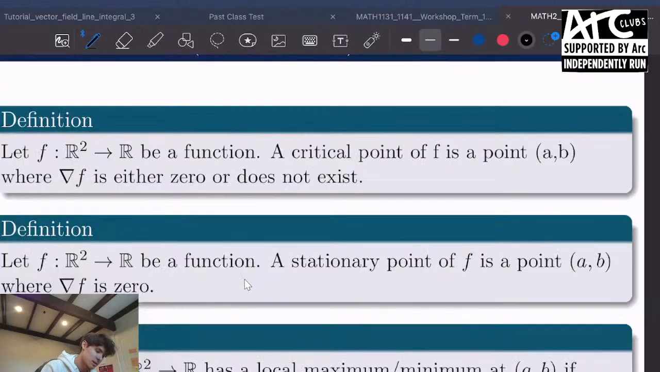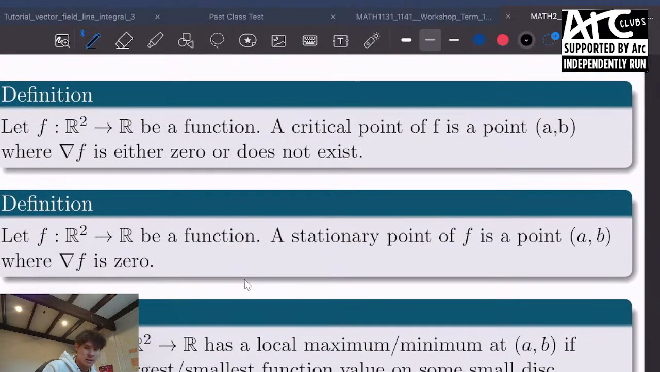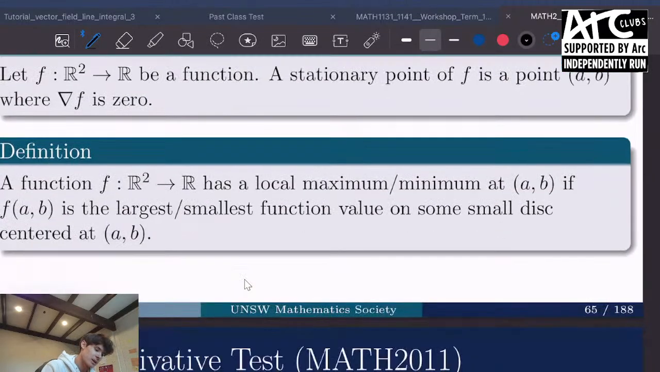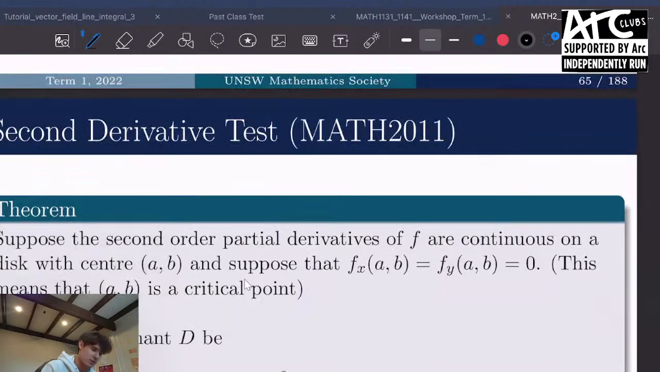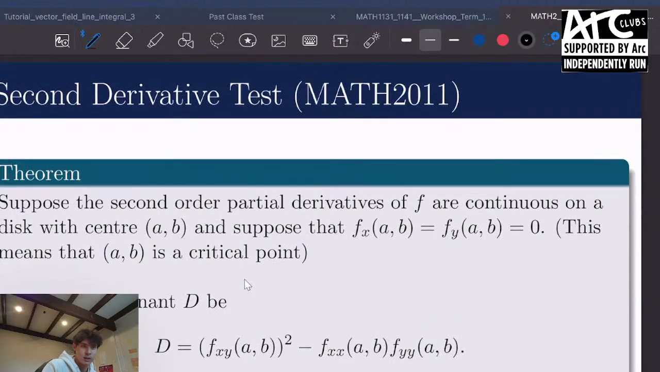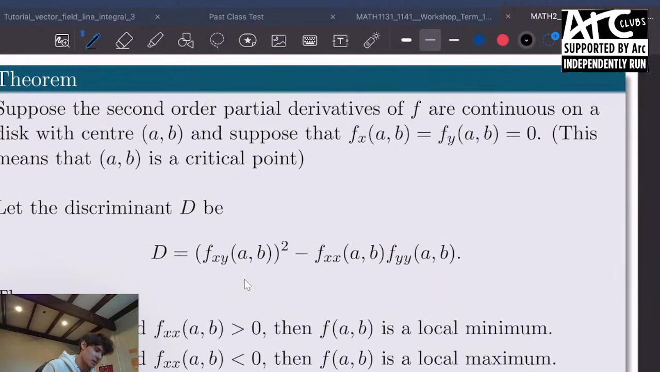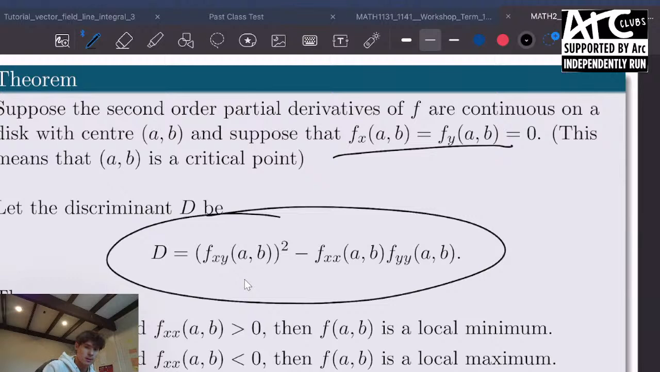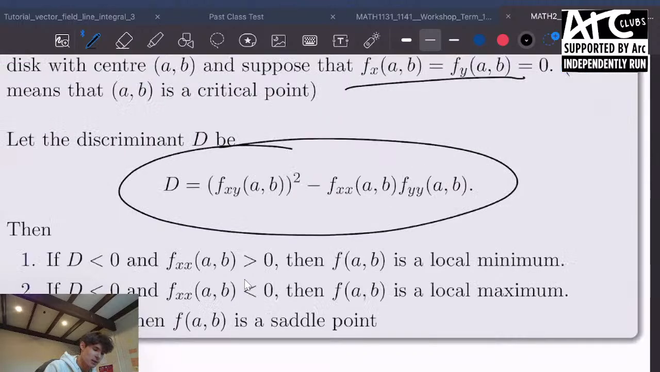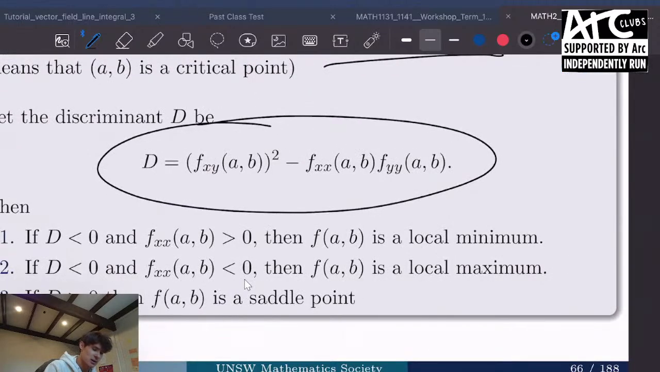Now, critical points in terms of MATH2011 are very similar to the definition we had earlier. Again in terms of MATH2011, we can look at the second derivative test. Suppose the second order partial derivatives are continuous on a disk, and suppose that the first partial derivatives both equal 0. Then we can look at this thing called the discriminant, which is the mixed derivative squared minus the product of the individual second derivatives. Looking at its sign can tell us whether it's a local max or local min.